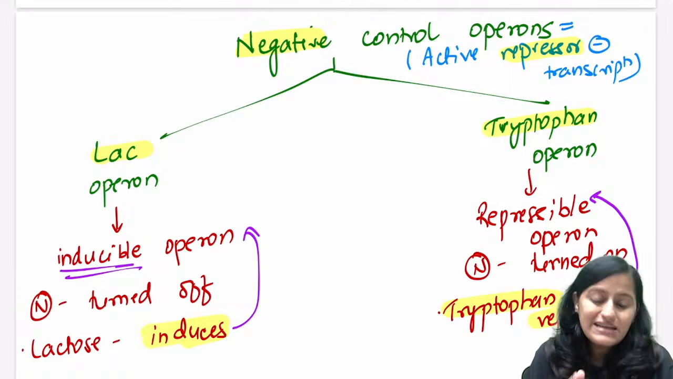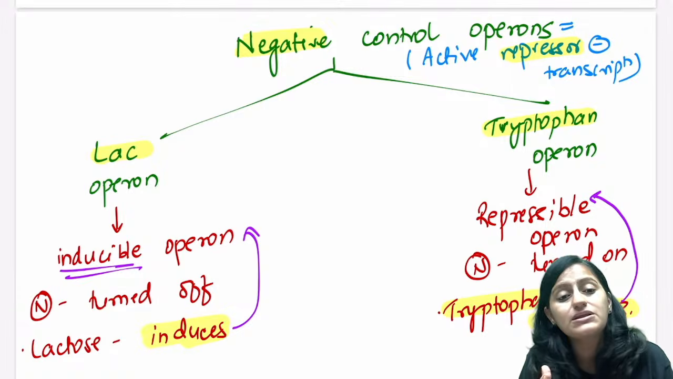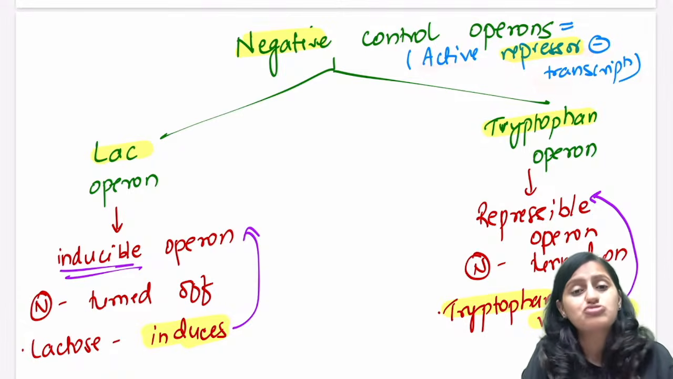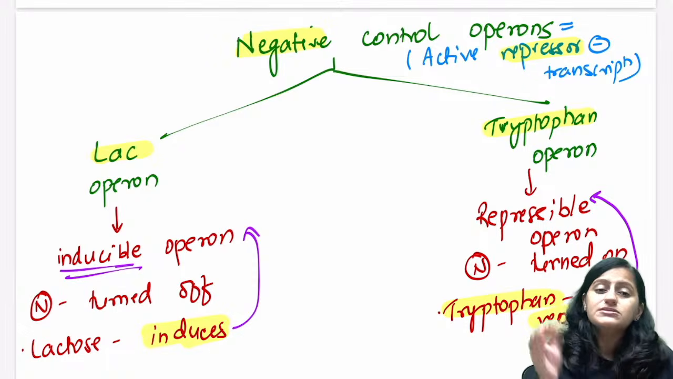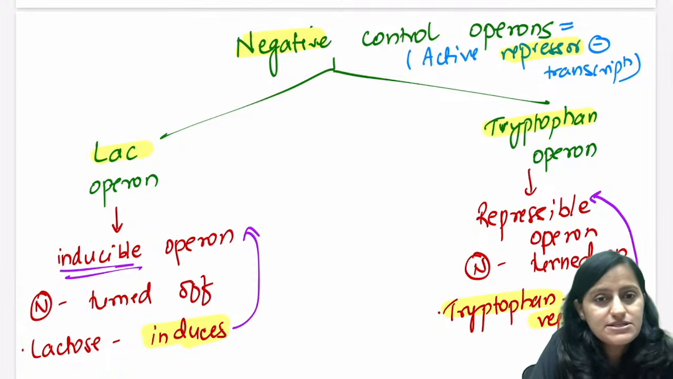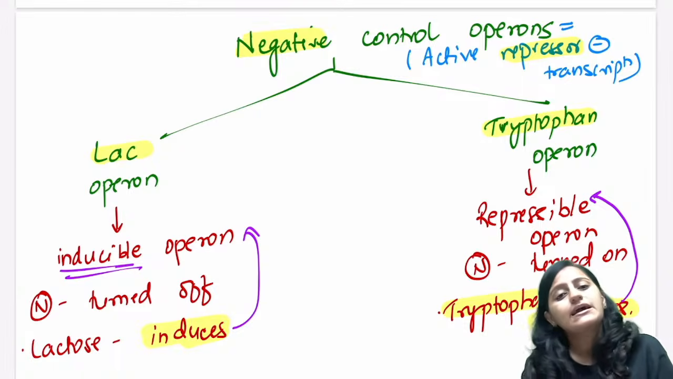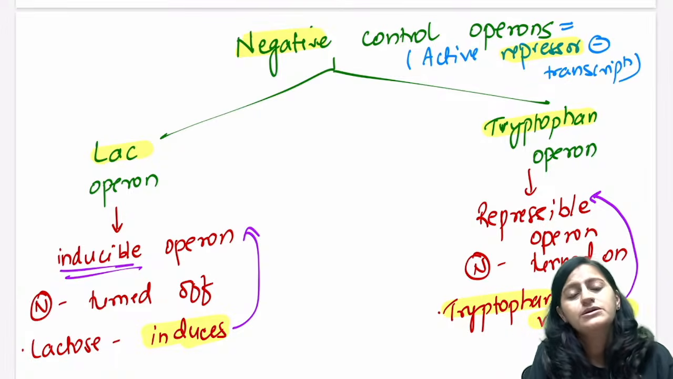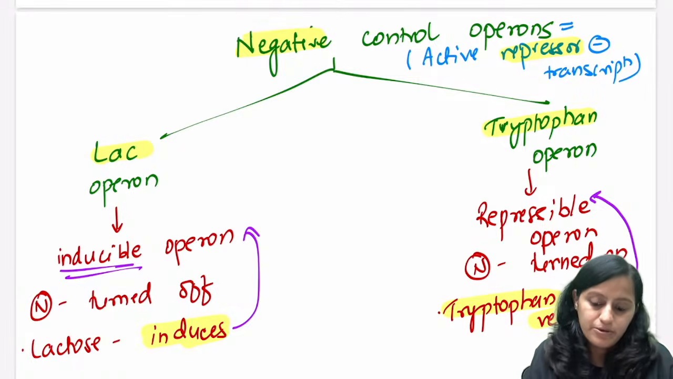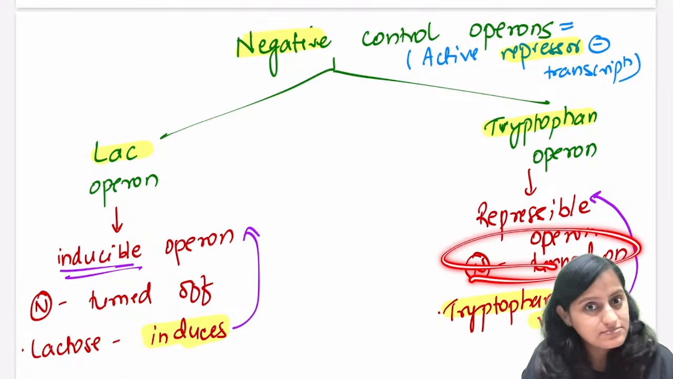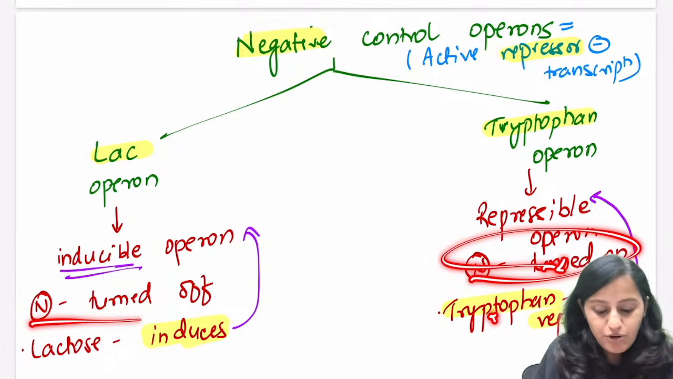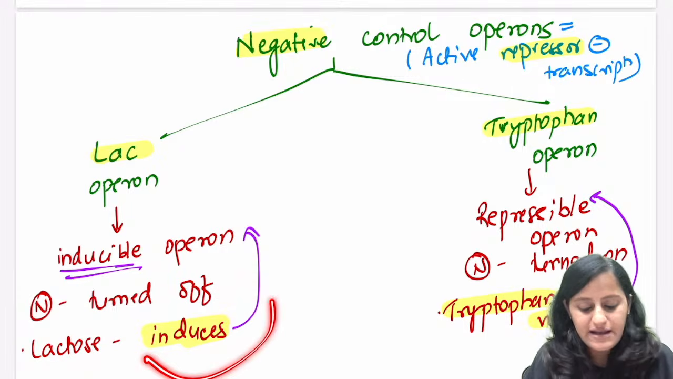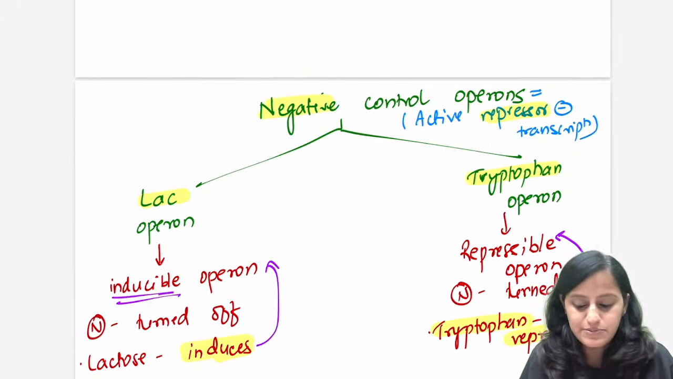Both of them are negative control operons. That means they are regulated by the repressor. The active repressor is what is inhibiting the transcription. In lactose, the presence of lactose induces the operon, an inducible operon. In the tryptophan operon, the presence of tryptophan switches off the operon, so that is a repressible operon. So normally this is working, and tryptophan switches it off. Normally this is not working. Lactose comes, glucose is not there. That is when it is induced.